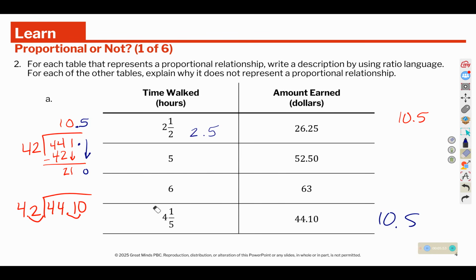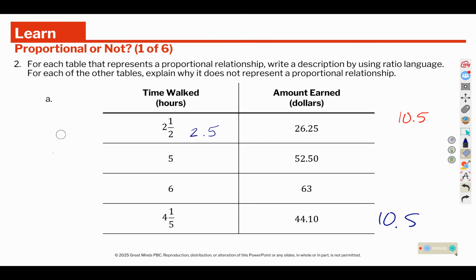We would want to check all rows to make sure. You can do those in your own time or using a calculator to verify that they are correct. And then since it is proportional, we need to describe using ratio language. This means that for each hour, they earn $10.50.